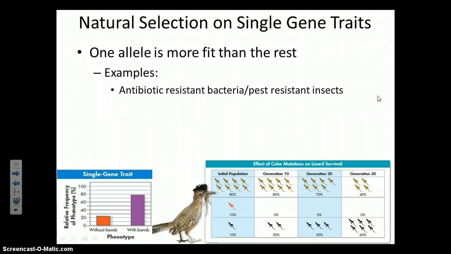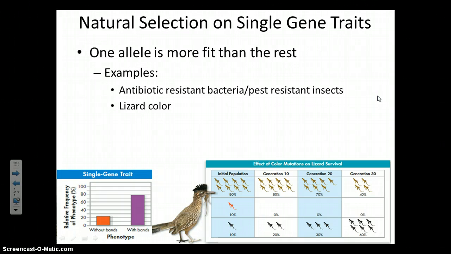Bacteria can be resistant to antibiotics, which is why it's so important that you finish taking antibiotics. Some bacteria have a gene that makes them resistant and they don't get killed by antibiotics. And some insects can have resistance to pesticides. So that one single gene causes 2 different phenotypes. Either you're resistant to the antibiotic or the pesticide, or you're not resistant.